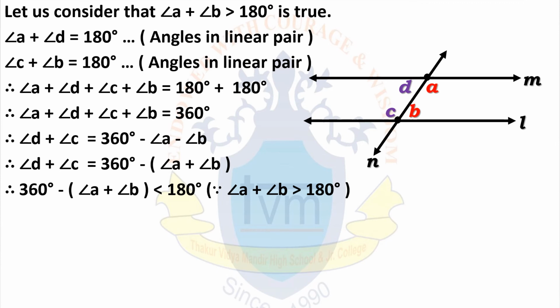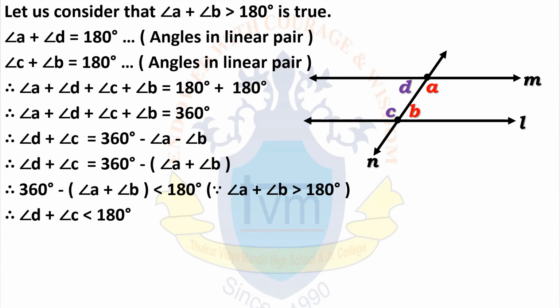Okay, you can see by example, you can substitute a value of A plus B. What value can you take? Greater than 180. Suppose I take angle A plus angle B as 200. So 360 minus 200 is 160 degrees. So I'm getting the sum of D and C is less than 180. Okay, so if A plus B is greater than 180, then 360 minus angle A plus B is less than 180 degrees. Therefore angle D plus angle C is less than 180 degrees.